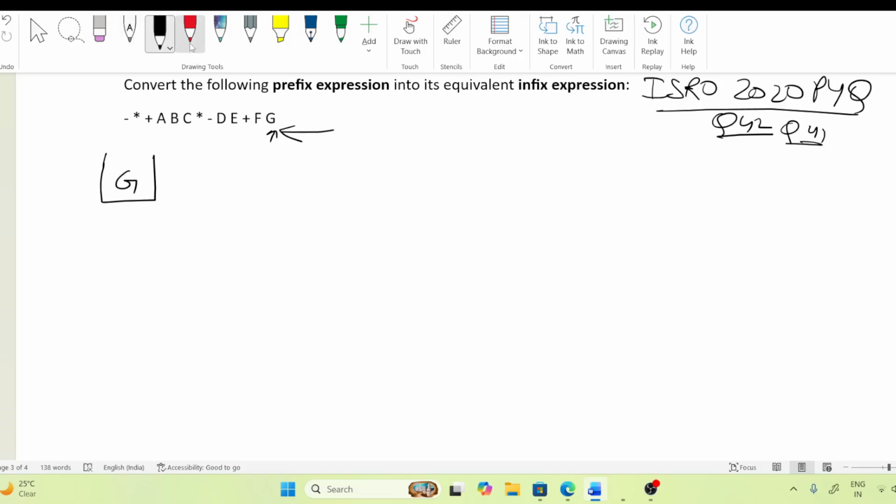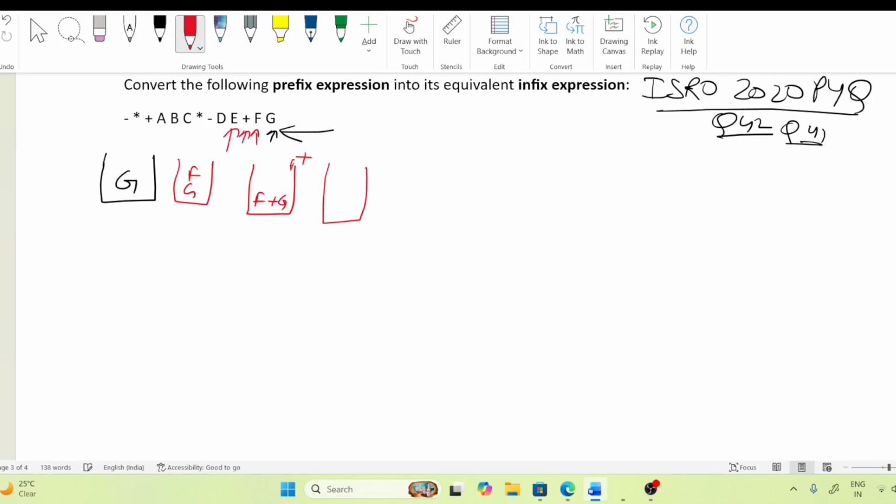Then we will move ahead F, G and then plus. It means we are having plus. It means we will write F comes here, G comes here. So it means F plus G. Okay.